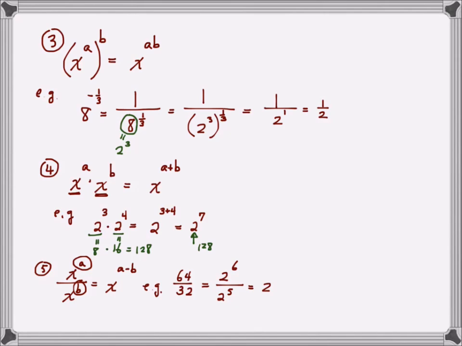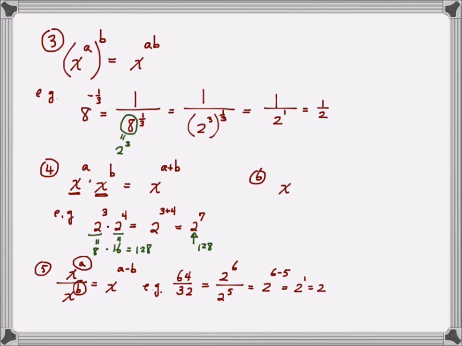So I can use a single base 2 and then subtract the power, so 6 minus 5 gives me 1. My answer is 2. Again, you can verify this very quickly that you're using the right rules because I know 64 divided by 32 is 2. There are a lot of other rules out there about exponential functions and radicals, but this next one will be the last one we'll review here.